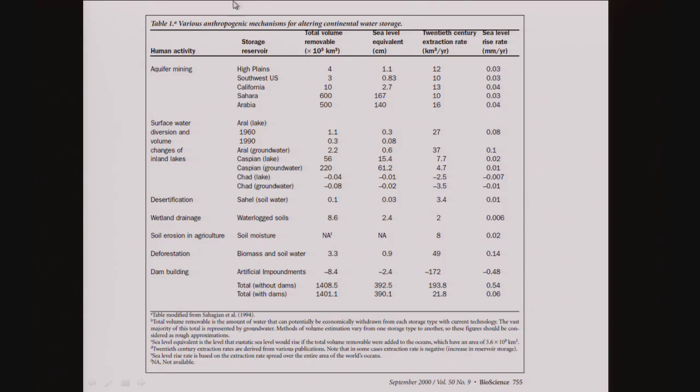This is a table showing, due to these different direct methods by which humans can influence the water cycle, how they're affecting sea level rise. You can see some of them aren't really affecting it that much: 0.03 millimeters per year due to aquifer mining, for instance. But some of them can influence it by a lot more. You're looking at half a millimeter per year. That might not sound like a lot, but it is actually significant.